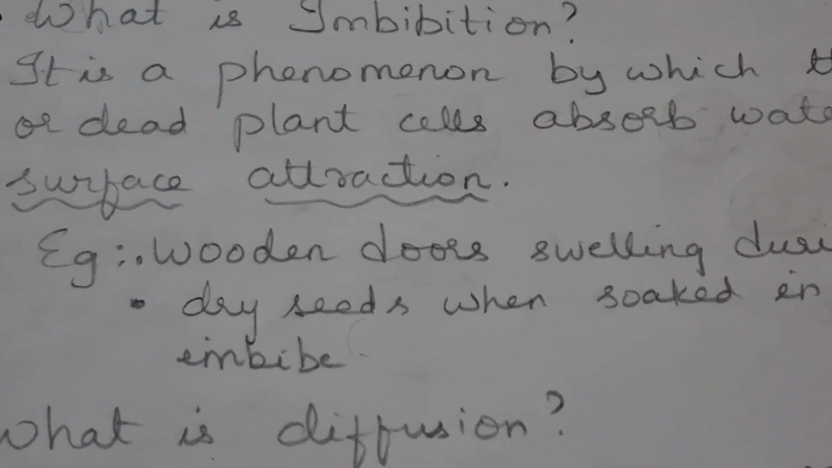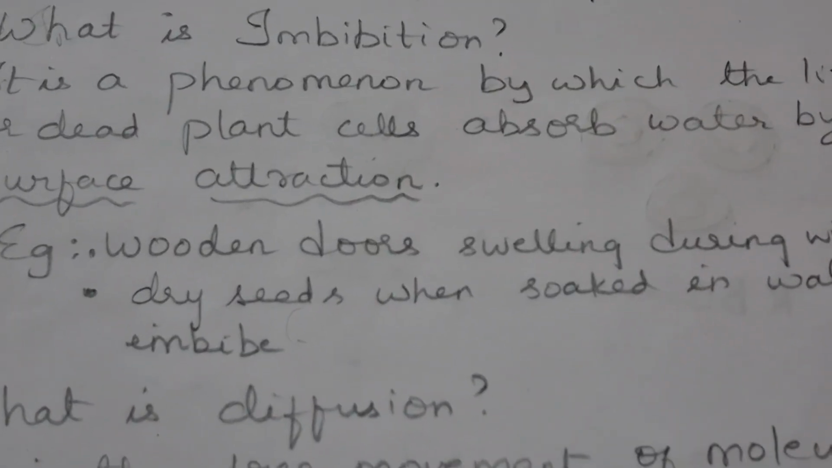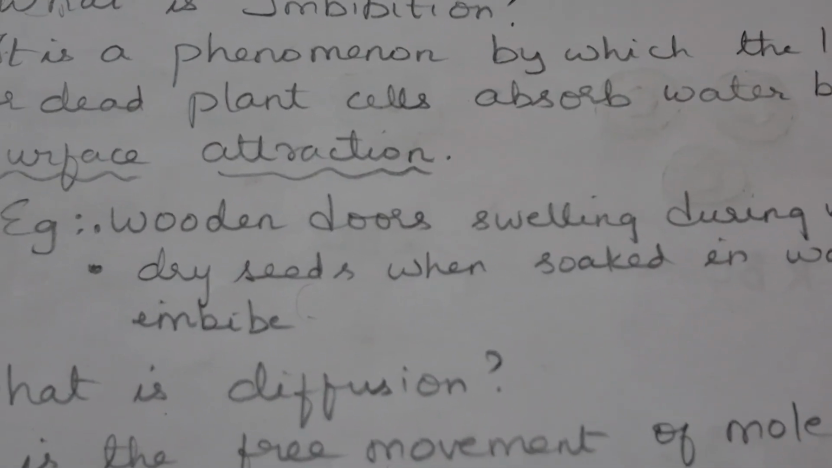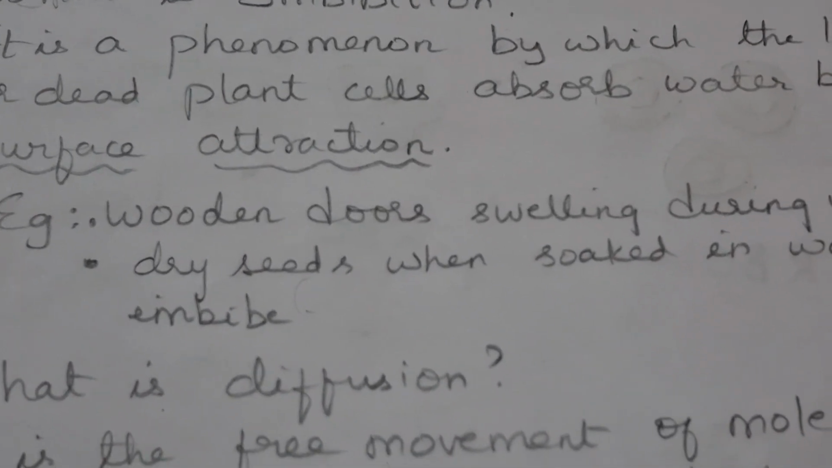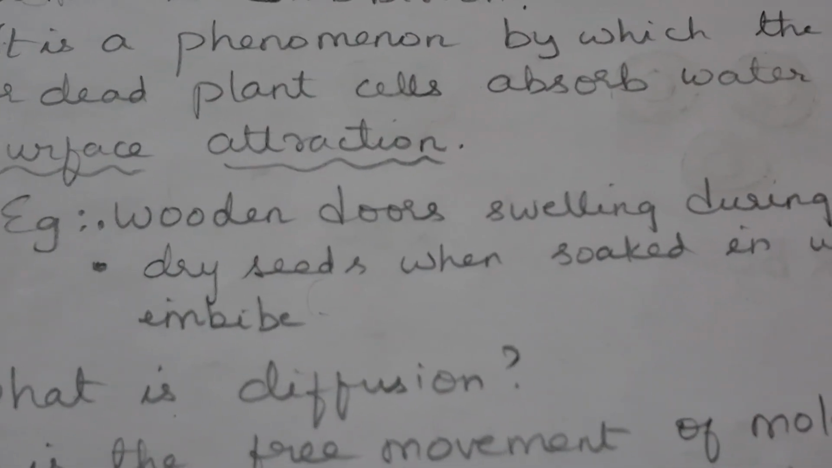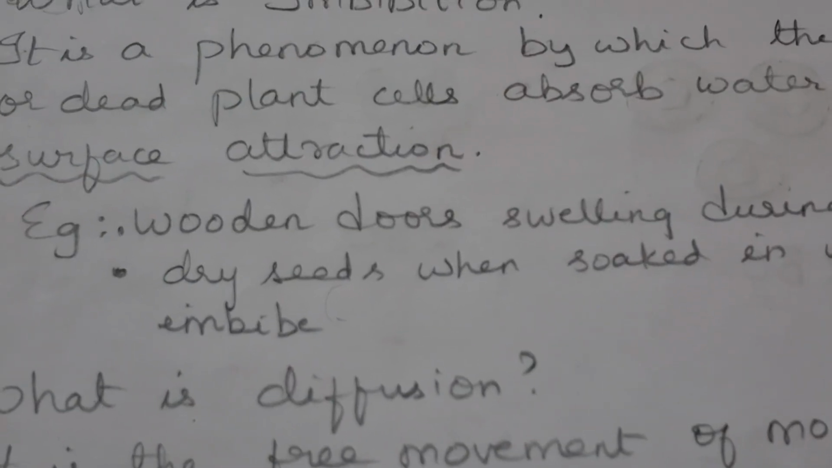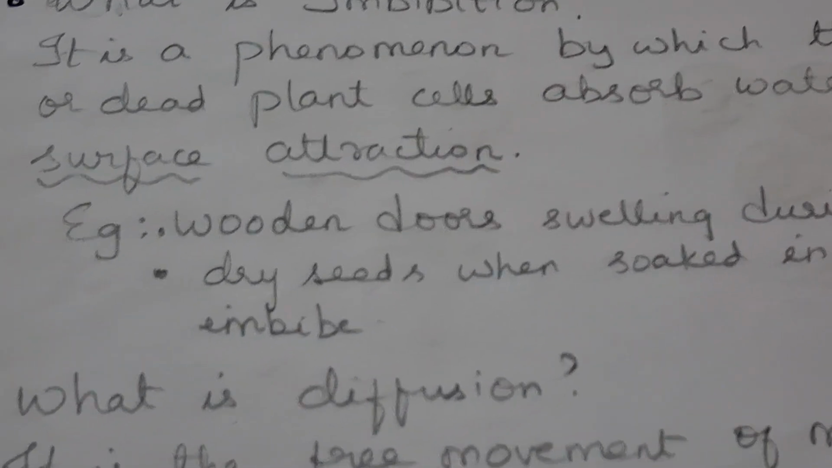Similarly, the next example is dry seeds. When they are soaked in water, they imbibe, meaning they absorb the water. Suppose it's a sponge: it absorbs water, and you can squeeze it and take back the water. Whereas when water is absorbed through imbibition, you can't collect it. On just squeezing the seeds, you can't get the water back.